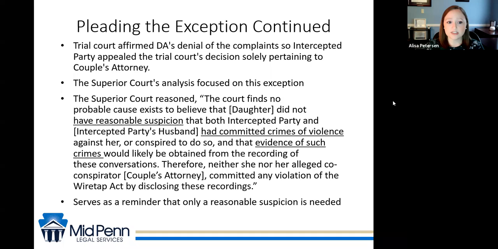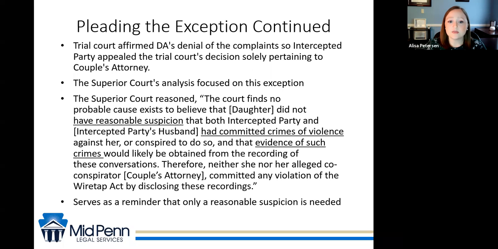So in the Poteet case, the trial court affirmed the district attorney's denial of the complaints. So the intercepted party appealed the trial court's decision solely pertaining to the couple's attorney. She didn't bother with the complaint against her daughter or her son-in-law. Instead, she only pursued these actions against the couple's attorney, which is important for people representing victims of violence because it points out the fact that both criminal and civil litigation can be pursued against us if we use this evidence in court in violation of the Wiretap Act.